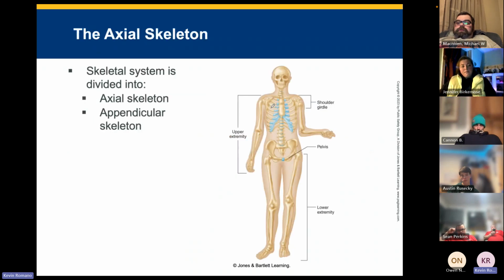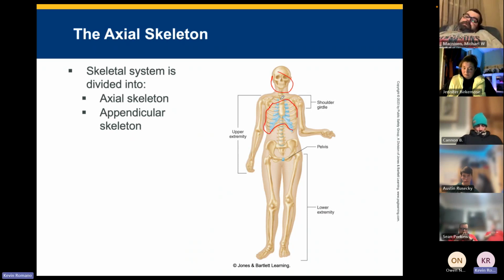All right, so the skeleton is divided into the axial skeleton and the appendicular skeleton. These are the two major portions. The axial skeleton is composed of the skull, the thoracic cage, and the vertebral column. So we have here the thoracic cage, and the column going straight down. Then our appendicular skeleton is both the arms, legs, their connection points, and the pelvis.